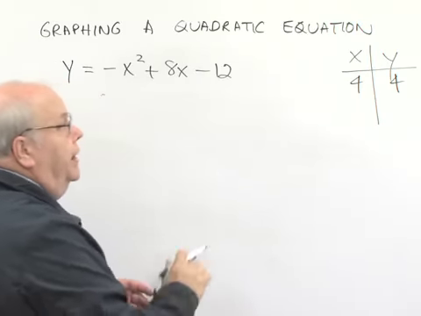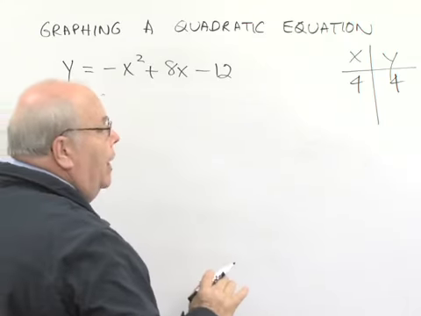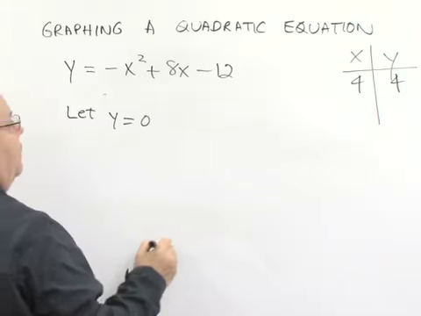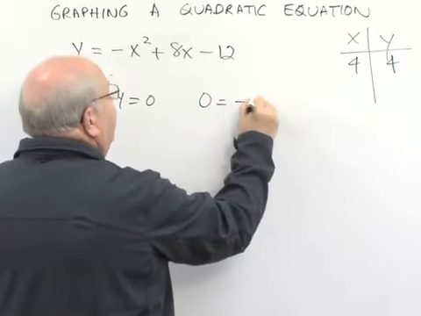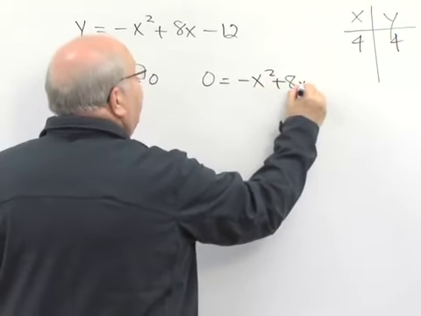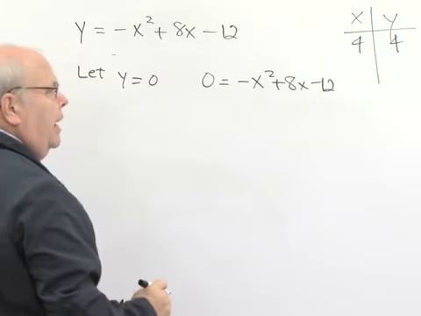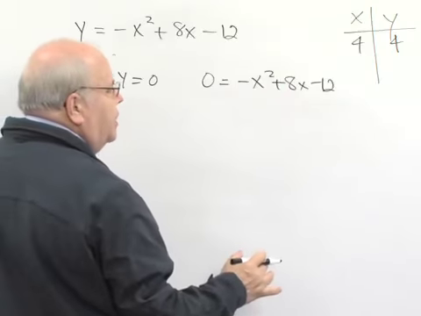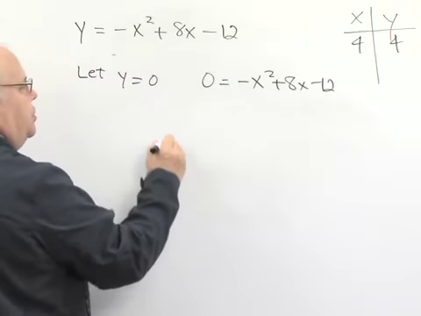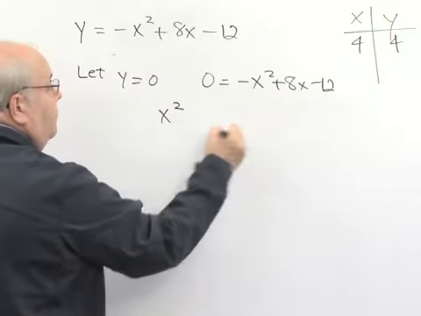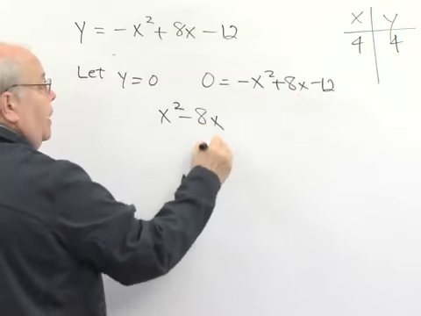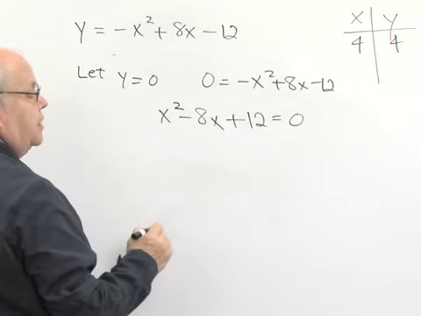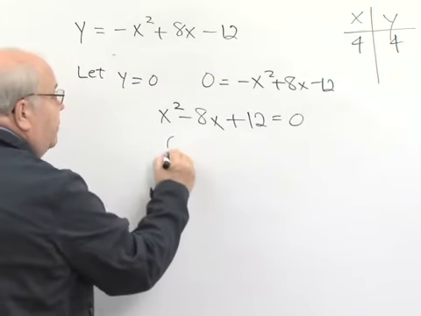We would like to find the x-intercepts and the y-intercepts. Suppose we let y equal 0. Then we have the equation 0 equals minus x squared plus 8x minus 12. Now, most students find it's kind of hard to factor an equation that has a negative x squared term. So a simple thing to do is just to add x squared to each side, add minus 8x to each side, add plus 12 to each side, and we have the equation in the form x squared minus 8x plus 12 equals 0. That can be factored right away.